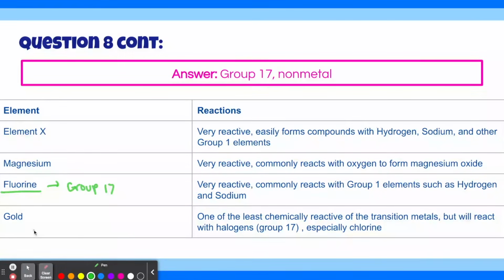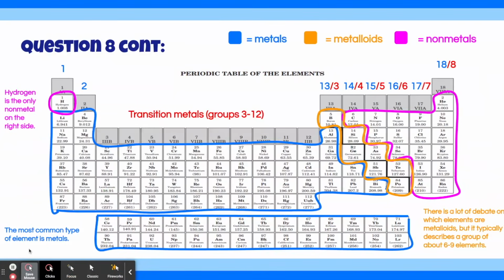Now, how can we find whether element X is a metal, nonmetal, or metalloid? Not surprisingly, we can find this on the periodic table too. Metals, nonmetals, and metalloids each have their own spot on the table. Metals are on the left, nonmetals are on the right, and they are split by a staircase of metalloids. So here the metals are in blue, the metalloids are in orange, and the nonmetals are in pink.